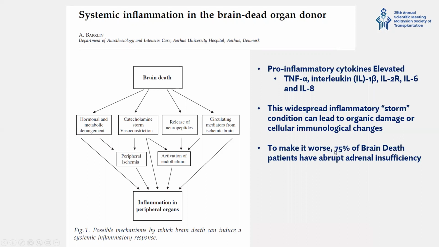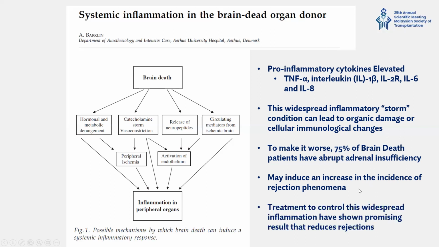To make it worse, 75% of brain death patients have abrupt adrenal insufficiency. It means not only do they have systemic inflammation, they also have downregulation of endogenous steroid. This may induce an increase in the incidence of rejection phenomena because of this systemic inflammation, which can cause microvascular injuries and so on, and so increase graft failure.